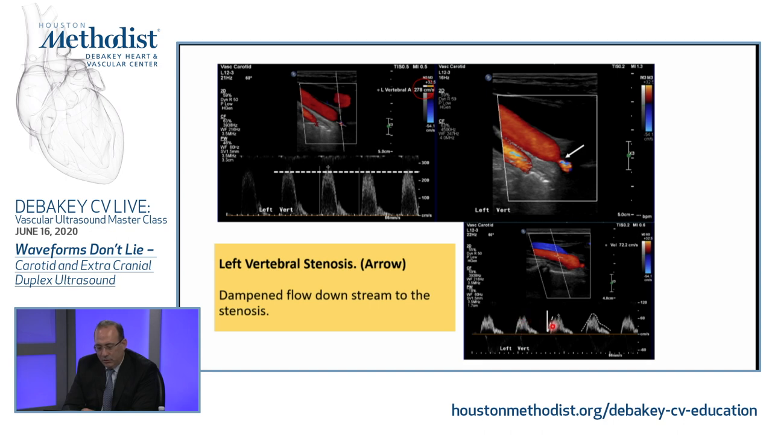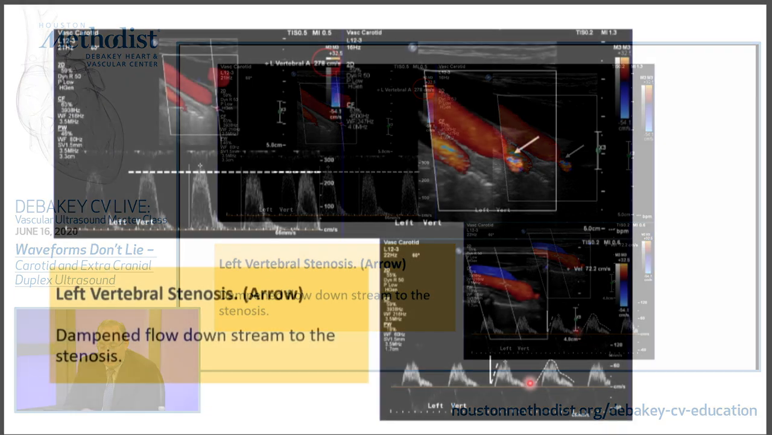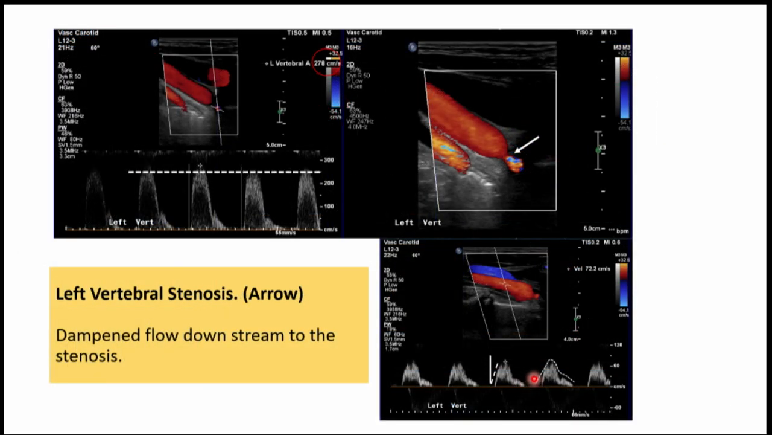There's a very dampened waveform, and also there are not a lot of diastolic components. So this tells me that there still may be an outflow stenosis going to the brain, because what I would have expected here is a much greater diastolic component. If I don't see that, I know that there is still a vertebral outflow stenosis further up the vertebral, and that would probably require additional imaging to see what's going on up in the brain.